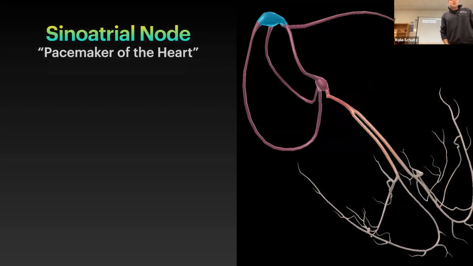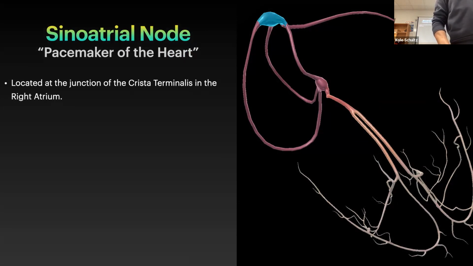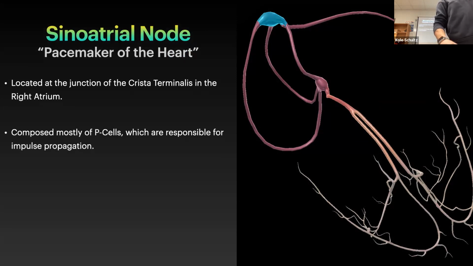First thing is going to be the sinoatrial node or the SA node. This is the pacemaker of the heart. Good way to think about it. It's located at the junction of the crista terminalis in the right atrium. It's composed mostly of P cells, or pacemaker cells is the full term for it. And those are what are responsible for impulse propagation. Even though all of the cells in the heart are capable of automaticity and can generate their own impulse, pacemaker cells are more prone to do so. So they're usually the ones that end up taking on that role.